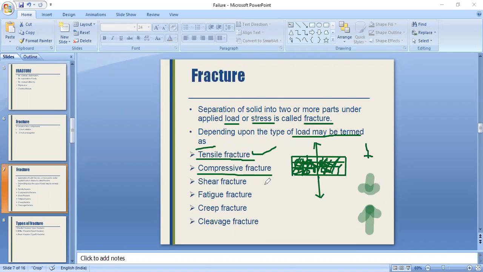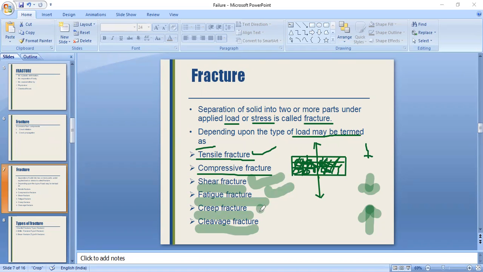And in a shear fracture, either in a tensile form or in a compression form, due to that, fracture is going to take place in the material. And fatigue fracture, creep fracture, and cleavage fracture we will study. Fatigue fracture takes place because of continuous cyclic loadings like compression loading, tensile loading, compression loading, tensile loading. Continuously alternating load is acting on the material. Due to that, material is going to get fracture, or we can say failure.